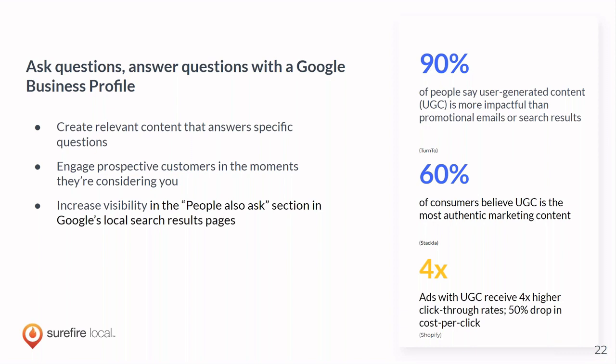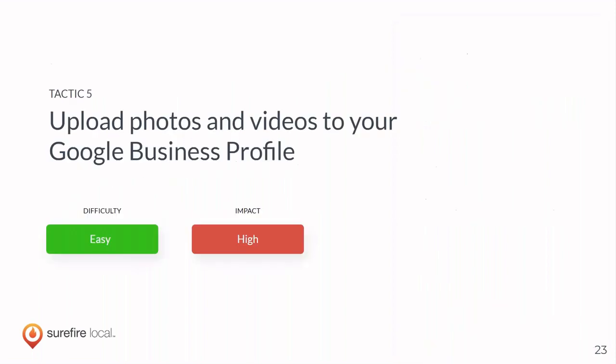60% of customers believe user-generated content is the most authentic marketing content, and ads with user-generated content receive four times higher click rates and a 50% drop in cost per click. So it's just more impactful than anything else you can provide. And the Q&A section on your Google Business Profile is a great avenue for that.